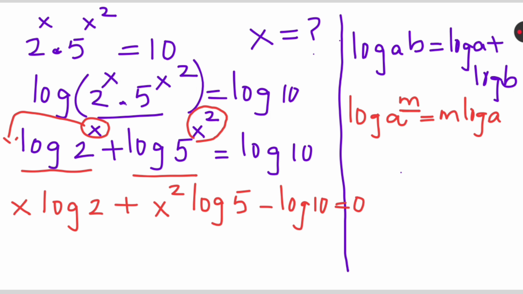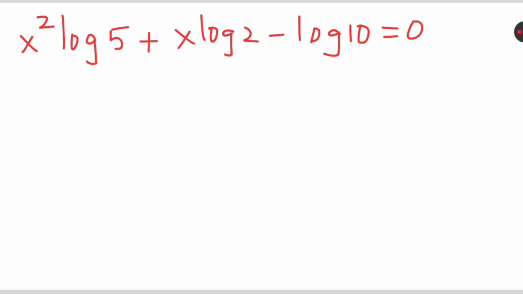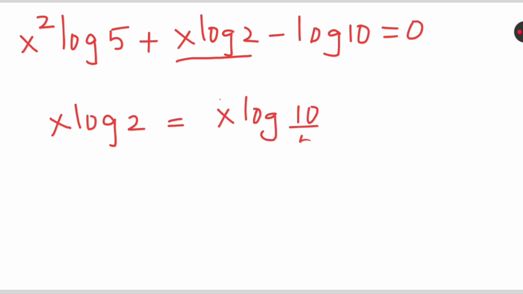Now do you observe this? This is the x square term. This is x term. This is constant. That means it is in the form of quadratic function, isn't it? So now we need to find the factors of this equation. Before that, let's observe the middle term, x log 2. x log 2, we can write this as x log of 10 over 5. After cancel, then you will get only 2. So instead of 2, I am going to write 10 over 5.